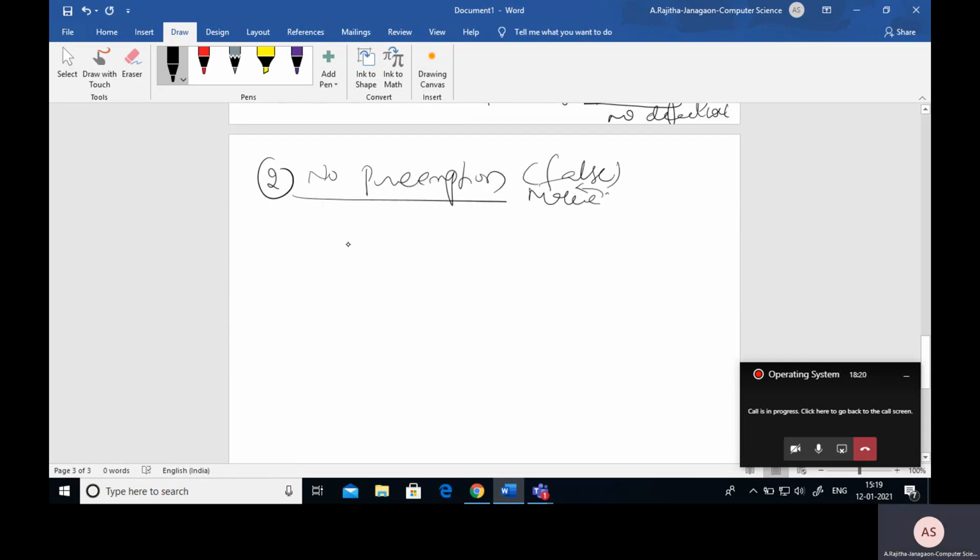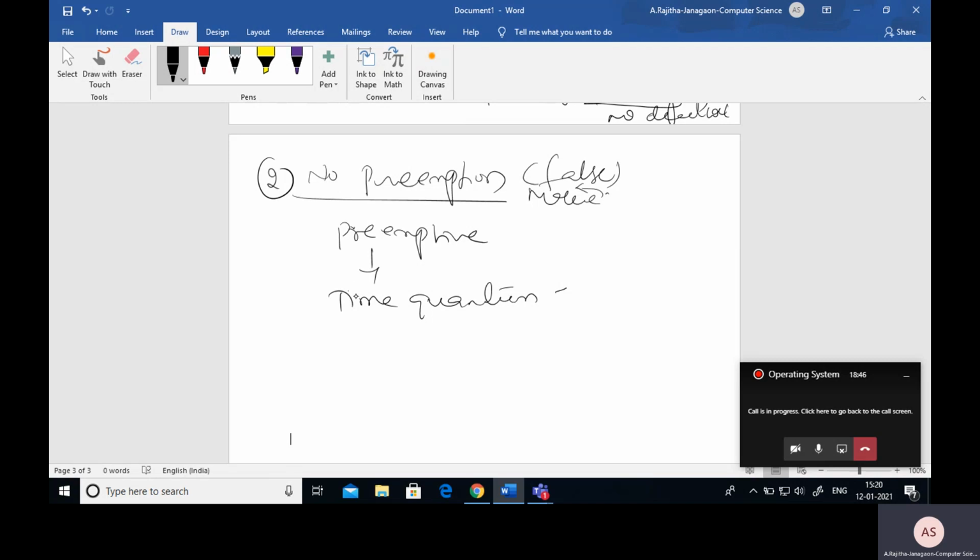is nothing but preempt. No preemption false anedi enti? Preempt. Okay, so how is this preemption possible? By using the time quantum method. Ante here we allocate some time quantum. That means each and every process is allocated some time quantum.